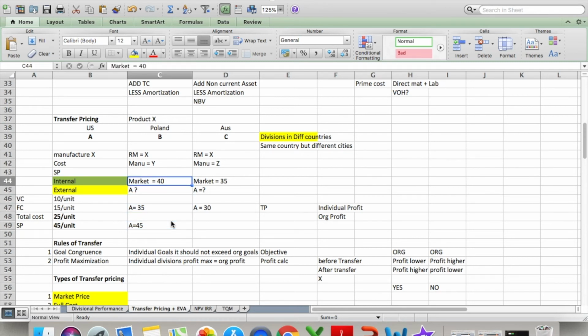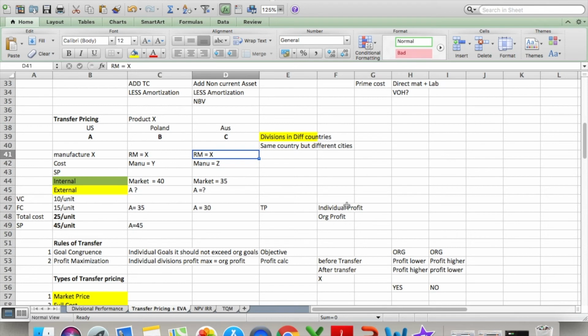But again, in this case, B is looking at itself individually, and the key of transfer pricing is goal congruence. So B needs to make a decision that does not impact its individual profit, but it should impact the overall organization's profit in a better way. So let's move on. We have different transfer prices that we're going to discuss.